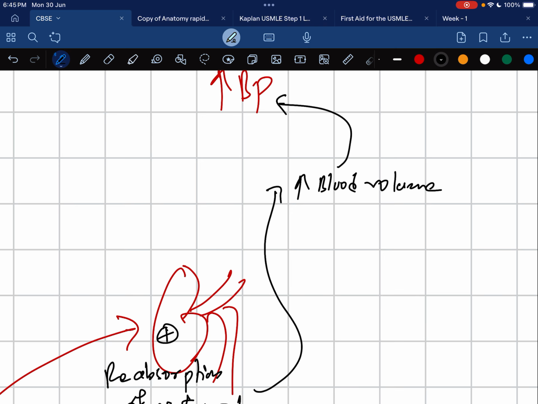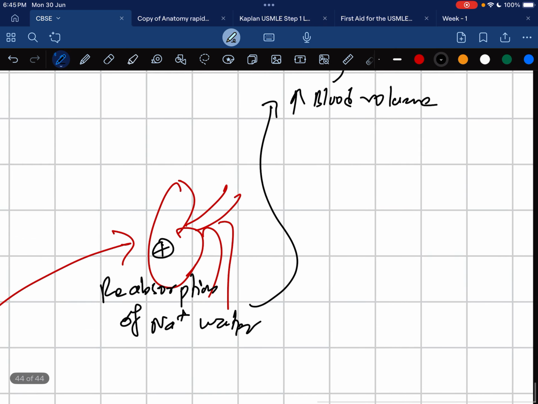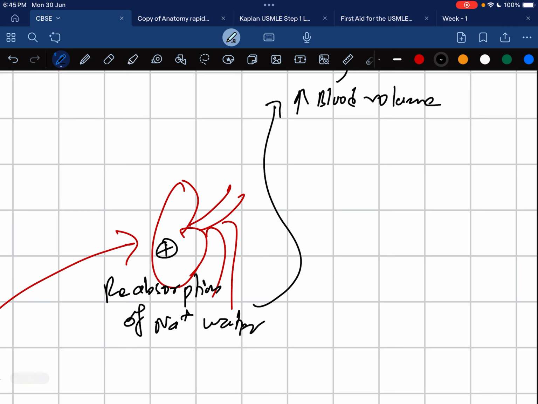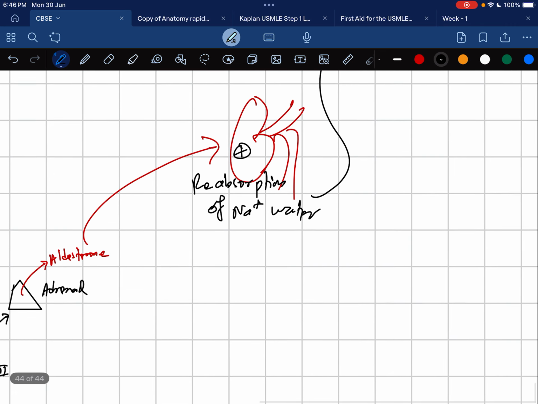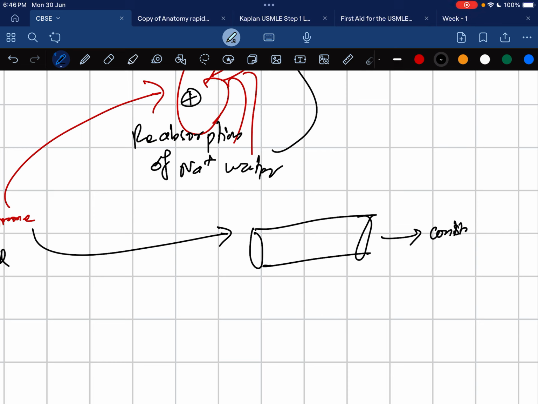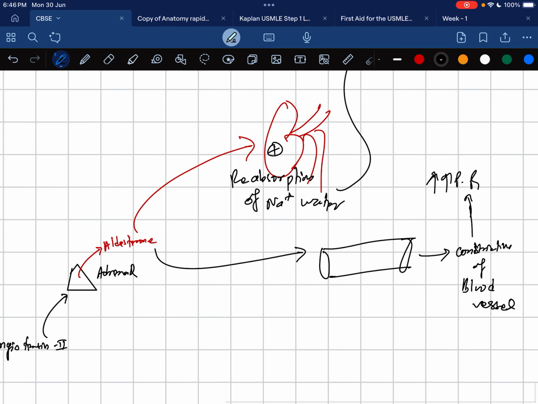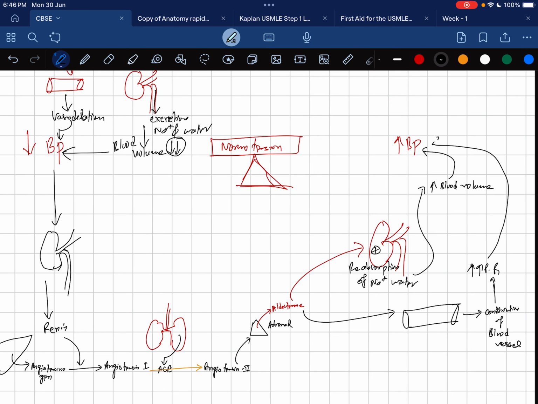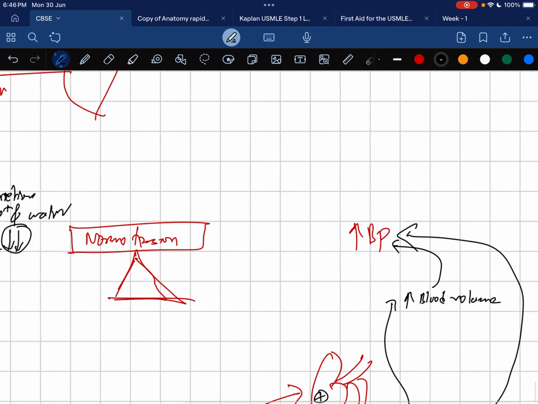When blood volume increases, BP increases, and this aldosterone also goes into the blood vessel. This is the blood vessel, and it leads to constriction of the blood vessel, and due to this there is increased peripheral resistance, and this increase in peripheral resistance leads to an increase in BP. So this is the phenomenon when the BP is increased.